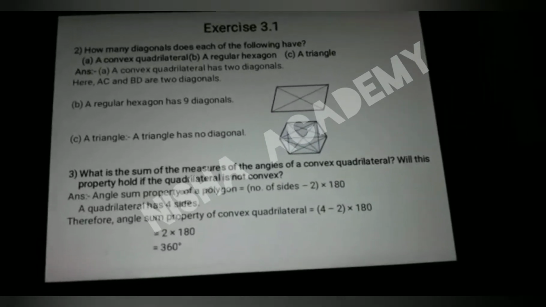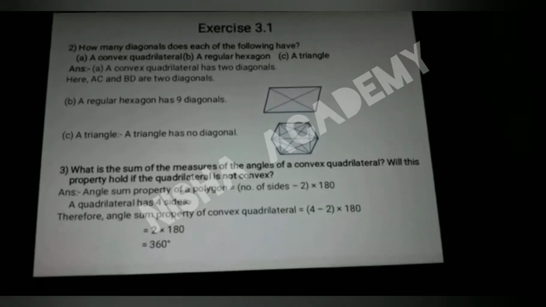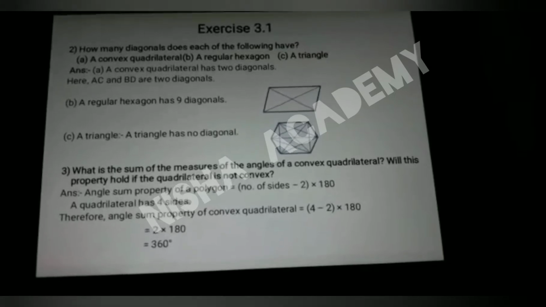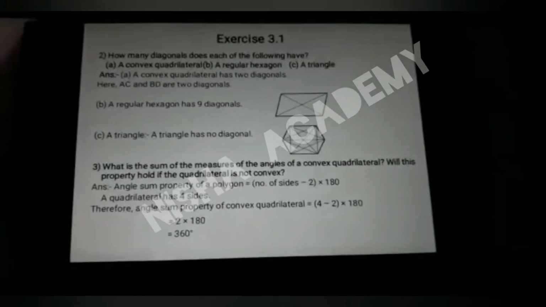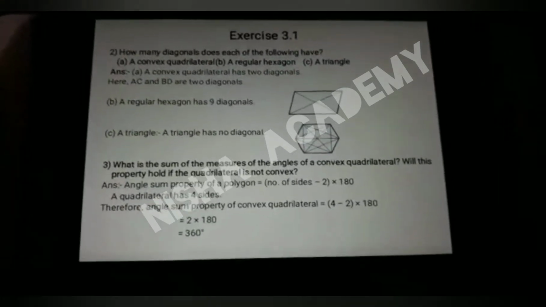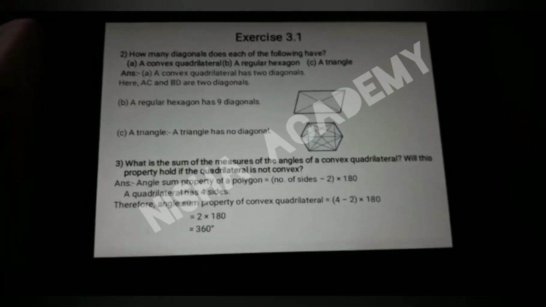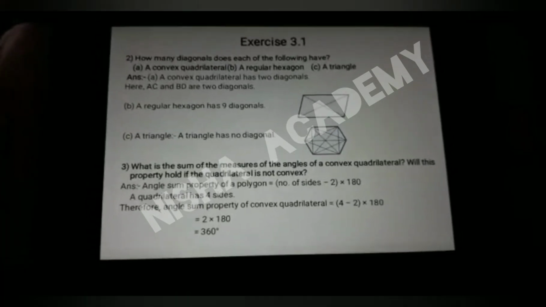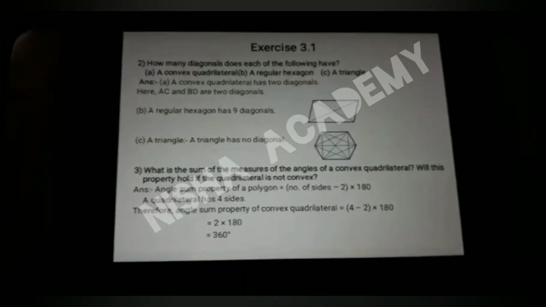Now the third one. What is the sum of the measures of the angles of a convex quadrilateral? Will this property hold if the quadrilateral is not convex? Now to find the angle sum property of a polygon, it has a formula: number of sides minus 2, multiplied by 180. This is the formula and you have to learn it by heart. Which is the formula? Number of sides minus 2, multiplied by 180.